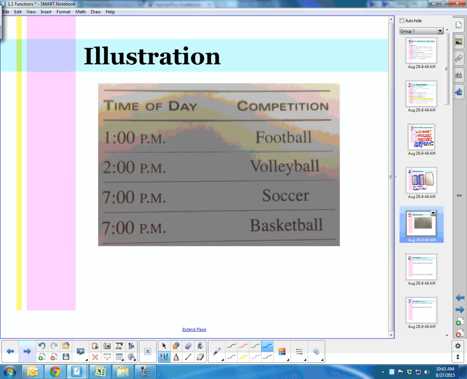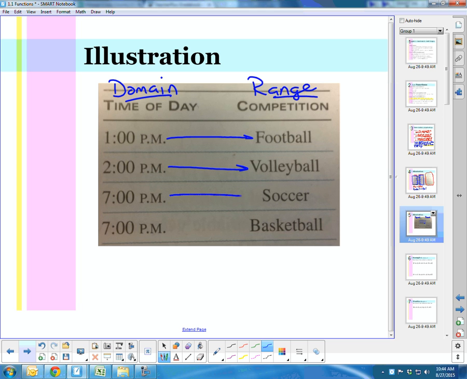Another illustration: time of day and what competition might be taking place. Maybe it's a high school, and they've got a lot of things going on, a schedule of fields. If we call this our domain, the time of day being our starting points, our inputs, and our competition is our range, at 1 o'clock we have football, 2 o'clock we have volleyball, 7 o'clock we have soccer, 7 o'clock we also have basketball.